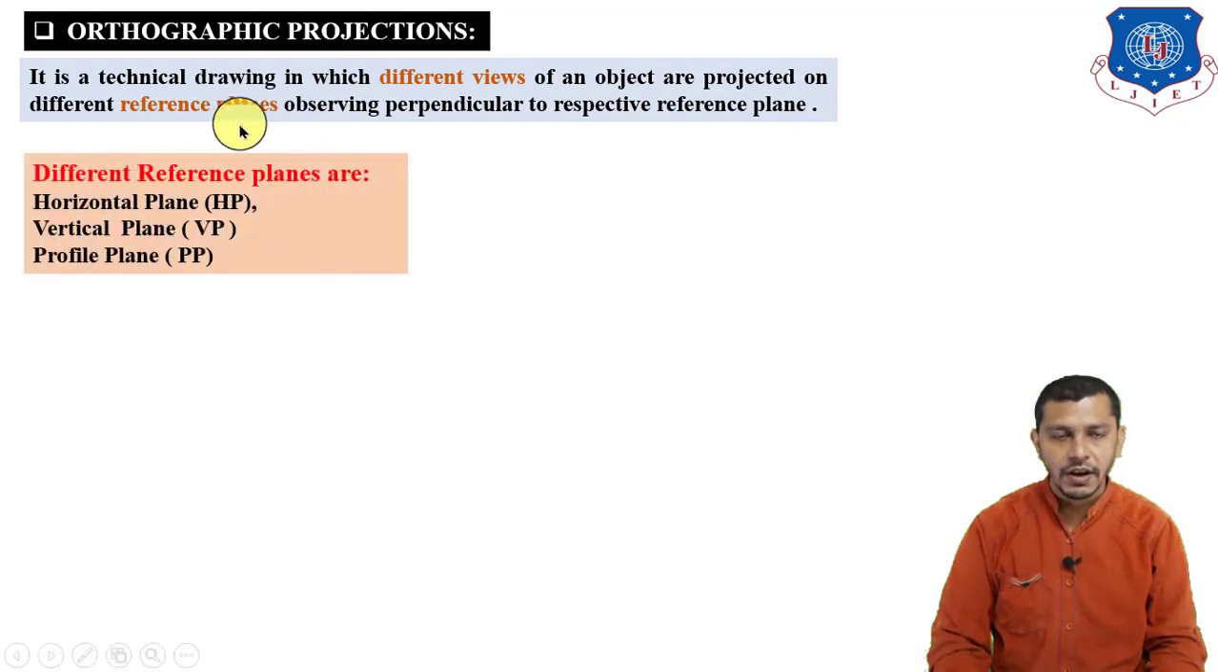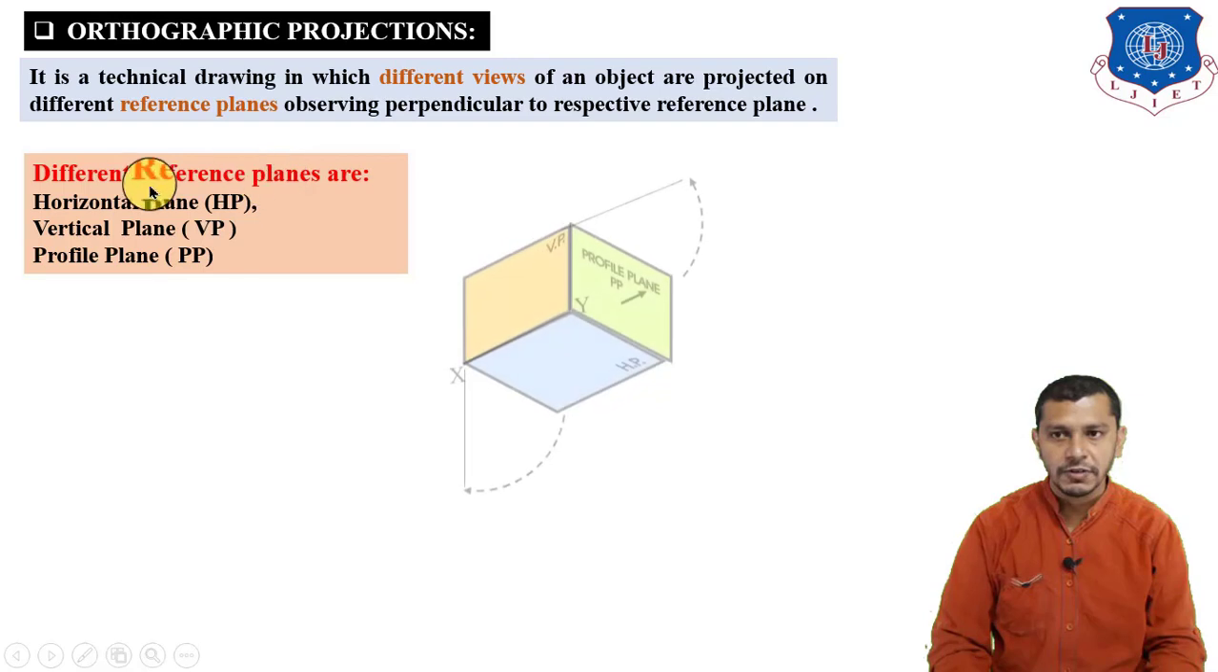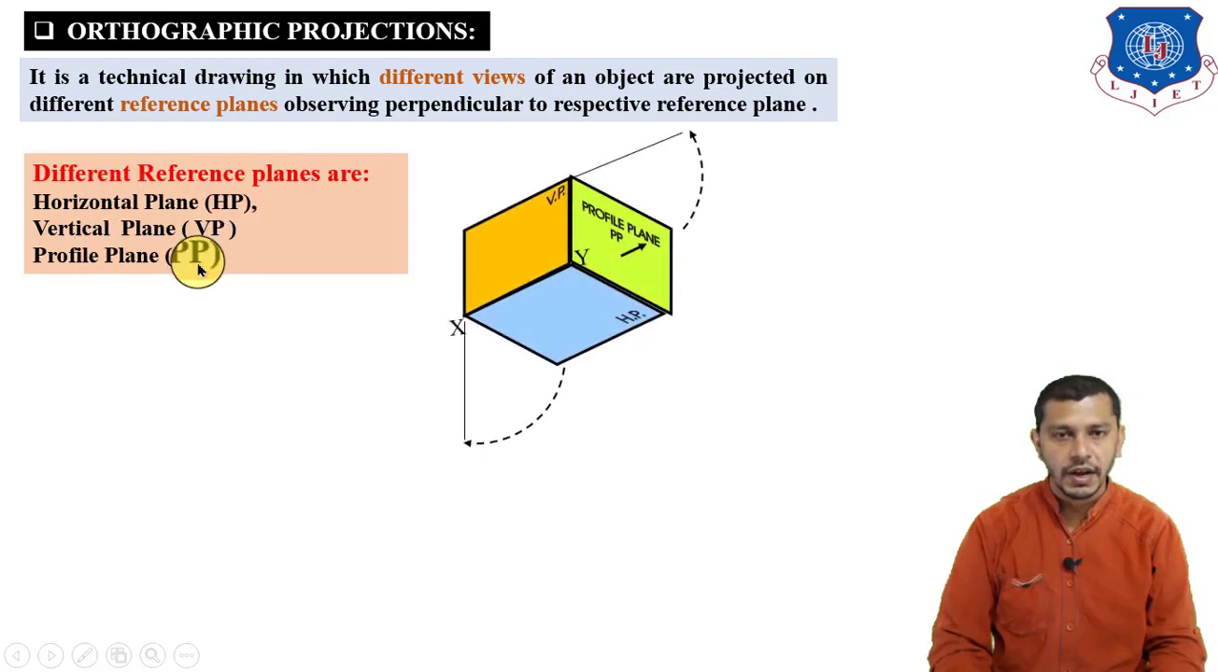So what are the different reference planes? The different reference planes are the horizontal plane, vertical plane and profile plane. So this is our horizontal plane, this is our vertical plane, and this is the profile plane. Horizontal plane is a plane which is parallel to the ground. Vertical plane is a plane which is perpendicular to the horizontal plane, and profile plane is a plane which is perpendicular to both the horizontal plane and the vertical plane. And the reference planes are imaginary and transparent.